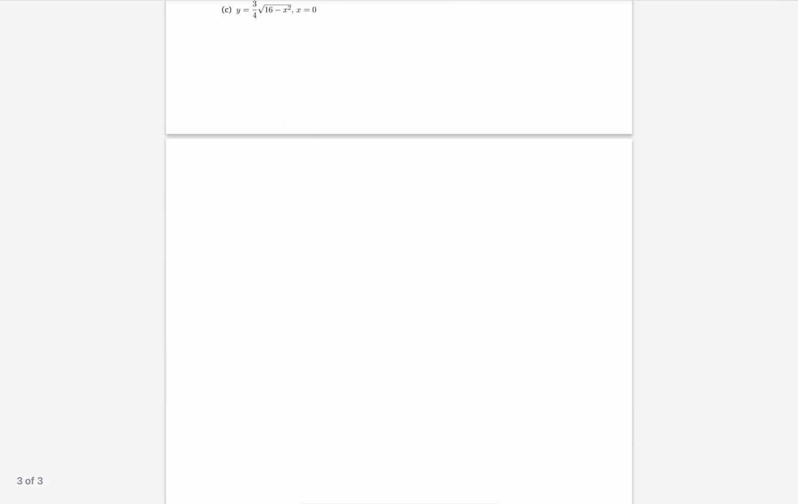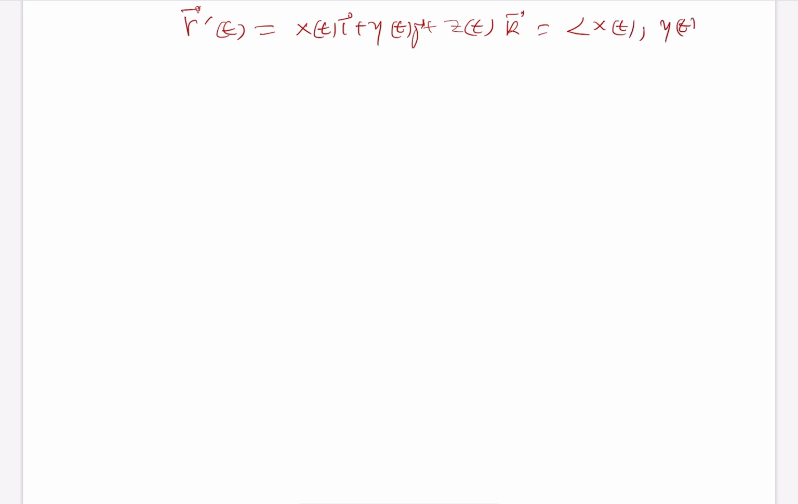Let me open a new page here. Take a look at it when they ask you, if you have any given vector function, you know it is x(t) i plus y(t) j plus z(t) k. You have i here, you have j, and you have k here, vector. Or you can just write it down as x(t), y(t), and z(t). Now, the vector function is given like this.